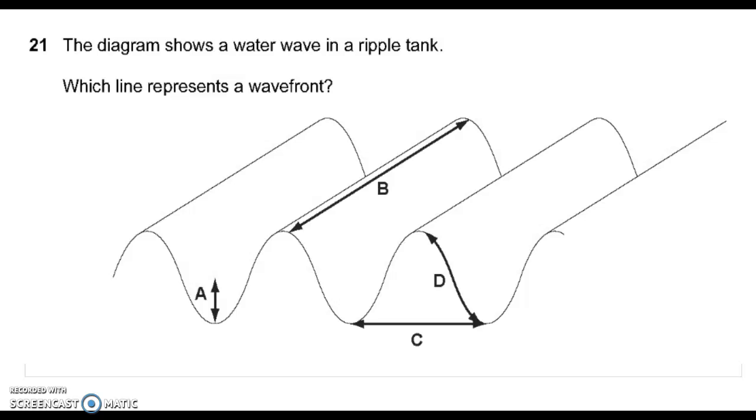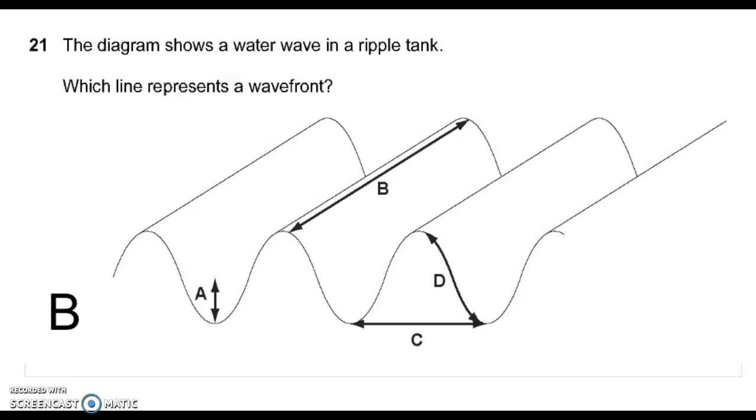Here's a simple question. You can stop the video and have a think. The diagram below shows a water wave in a ripple tank. Which line represents the wavefront? So stop if you need to think, or just wait and you'll hear the answer.